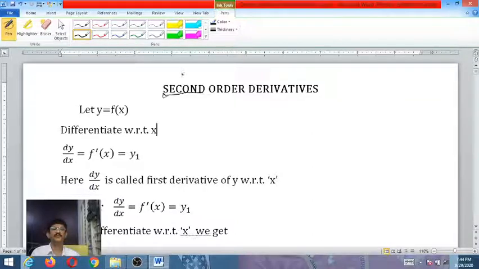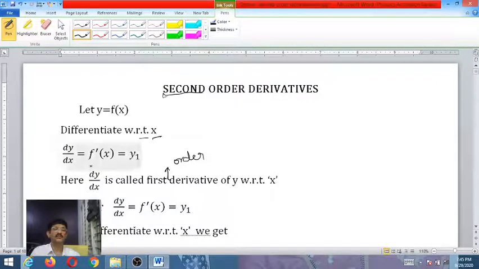Suppose you are given y equals f of x. If you differentiate this function with respect to x, then we get dy by dx, which is also denoted by f dash of x, or by y1. Here we call this dy by dx the first order derivative. Remember, dy by dx is called the first order derivative of y with respect to x.